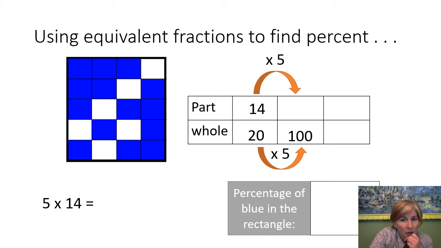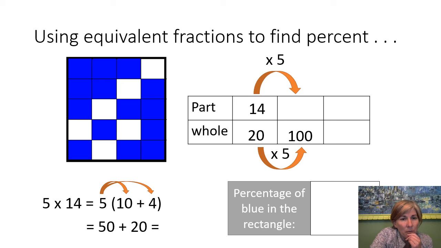So off to the side, I'm going to write down that 5 times 14 is the same thing as 5 times 10, and then 5 times 4. So I know 5 times 10 is 50, 5 times 4 is 20, which, when I add them together, gives me 70. So I can put that in my table. Now 70 out of 100 is an equivalent fraction to 14 out of 20. So I know my percentage is going to be 70.